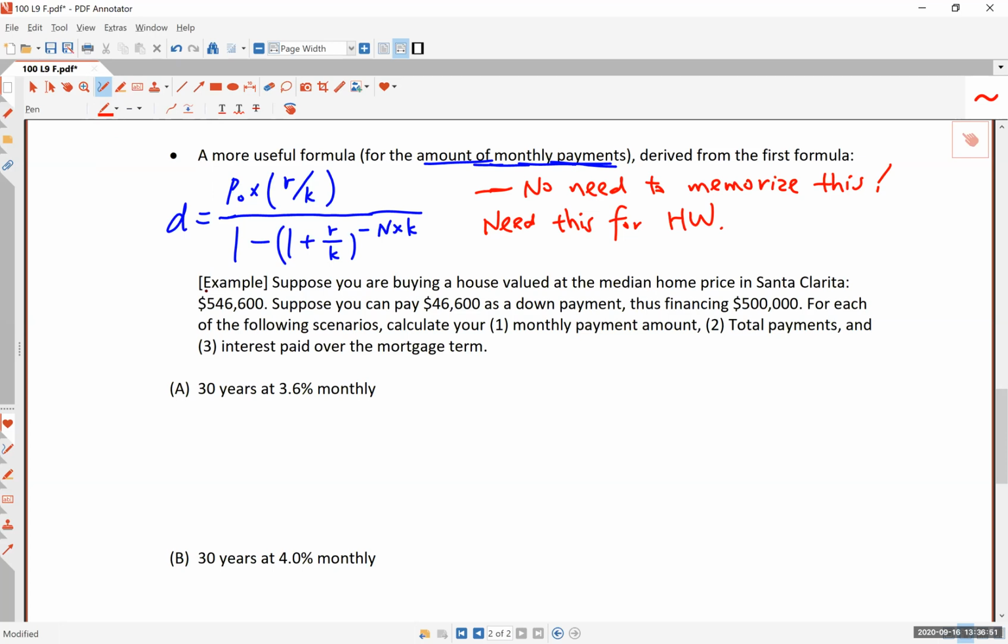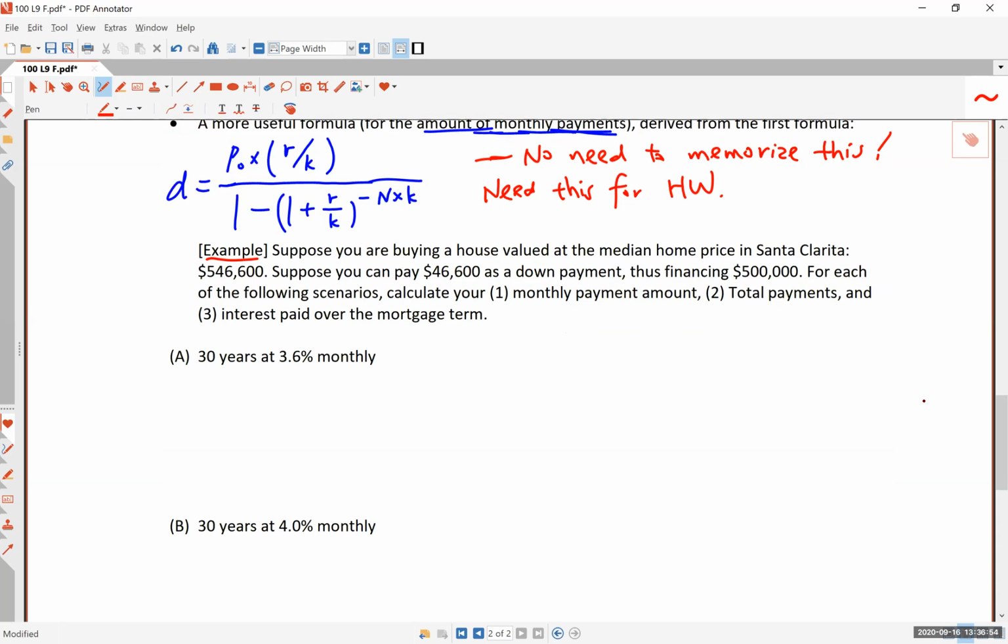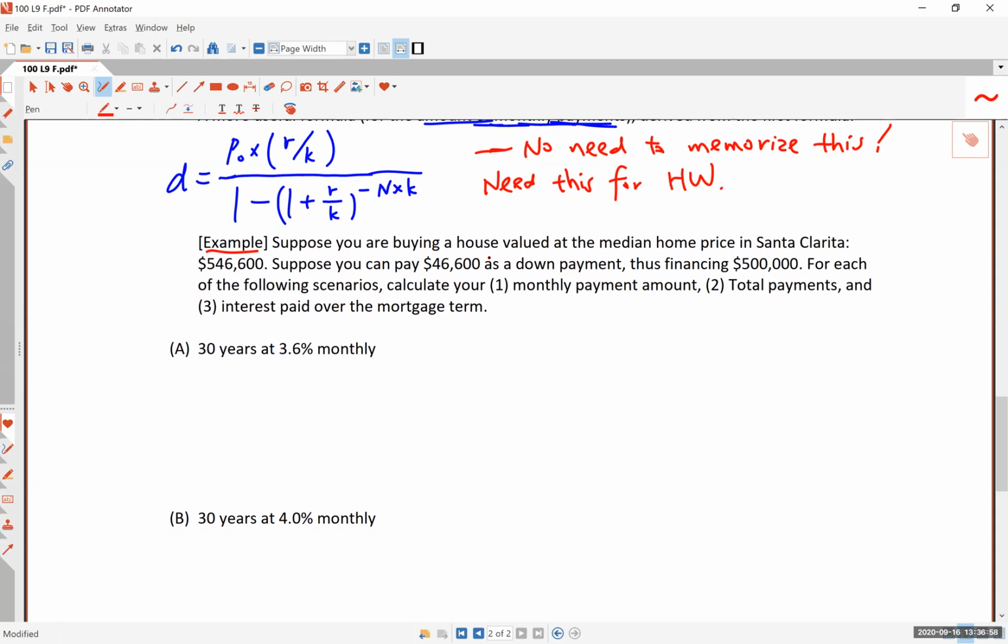All right, so here's a practical example. I'm going to tell you ways to save thousands of dollars. Suppose you are buying a house valued at the median home price in Santa Clarita. You know what that is? What's sort of an average home price? If you take all the houses for sale, the values in Santa Clarita, what's the value right in the middle of that list? And the answer is about 550,000. Let's just say $546,600.